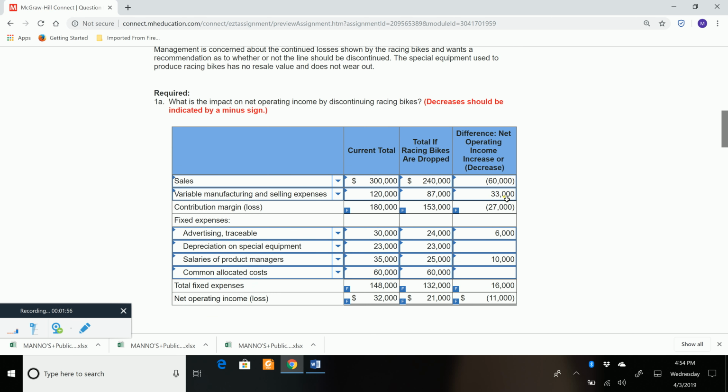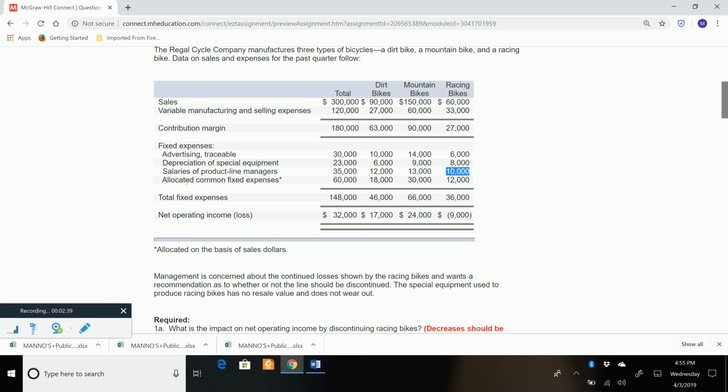Salaries of product line managers? Yeah, that'll go away. And how about the common fixed expenses? Nope, they are common expenses. They're just going to be reallocated somewhere else. So we don't lose the $12,000 and we don't lose the $8,000. So out of the 8 and the 12, how much is that? That's $20,000. That stays. So do we really lose $9,000 if we got rid of the racing bike? The answer is no. In actuality, we gain $11,000. The racing bike made $11,000 because these $20,000, that's not going to go away.